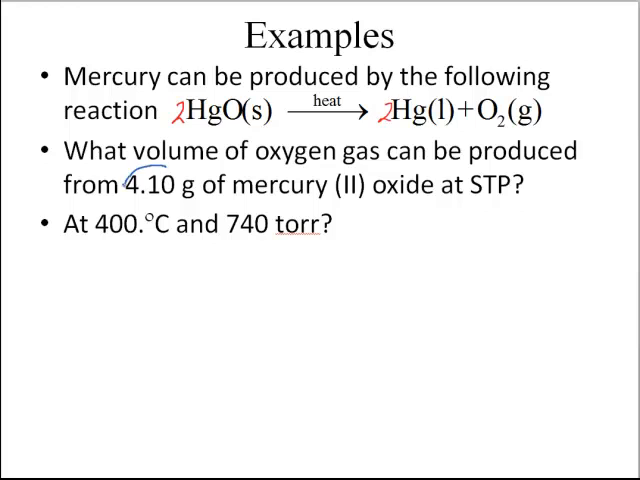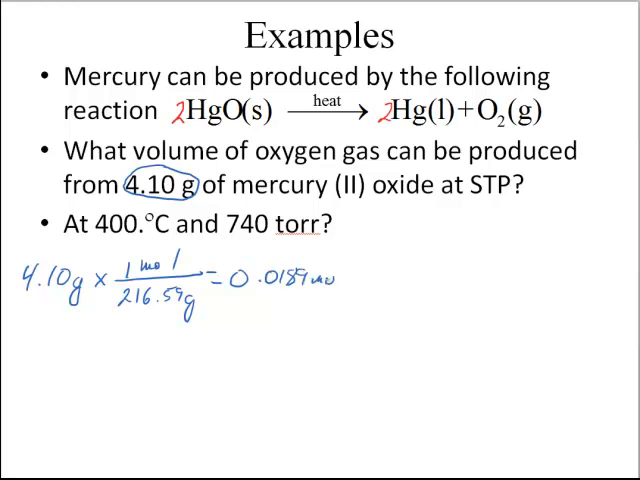So let's go ahead and do this problem. Now you've been with me long enough to know, what's the first thing you do in stoichiometry? Find some moles. So we're going to find some moles. So I've got 4.10 grams of HgO, and 1 mole of that stuff weighs 216.59 grams. And so when I find my moles, I get 0.0189 moles.